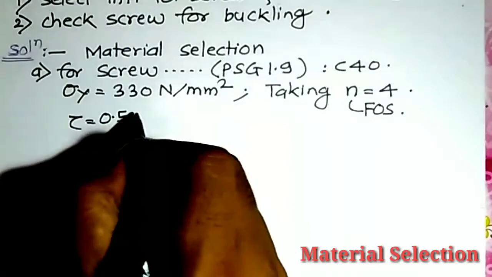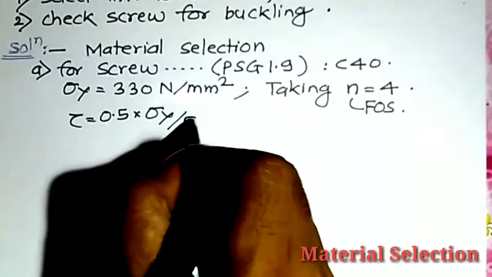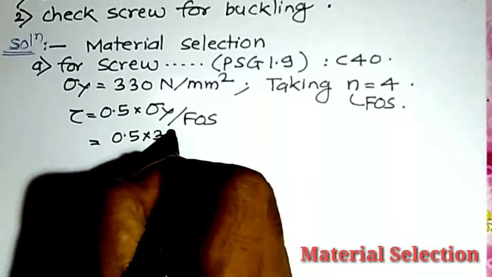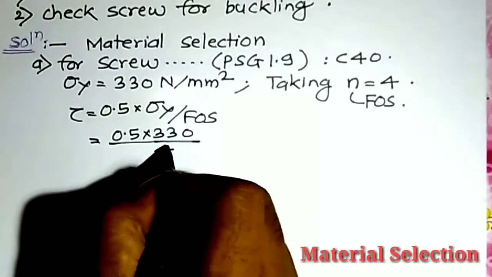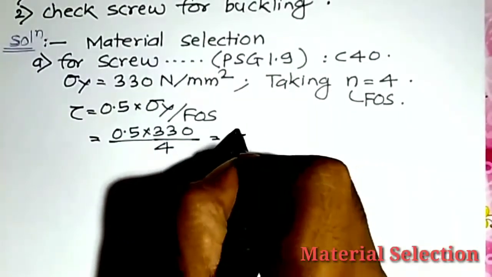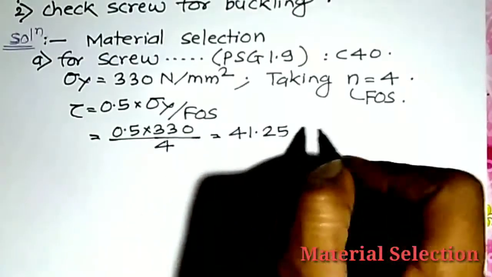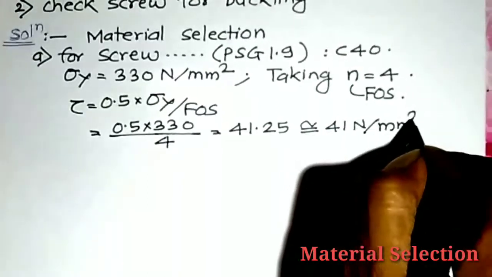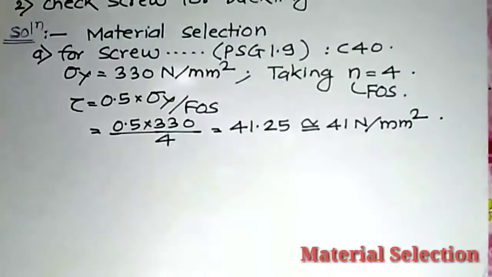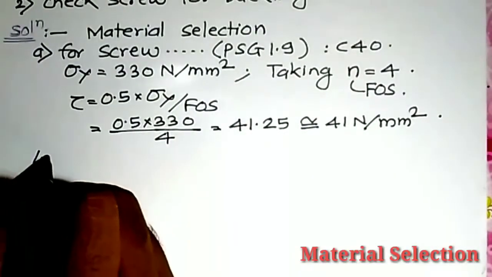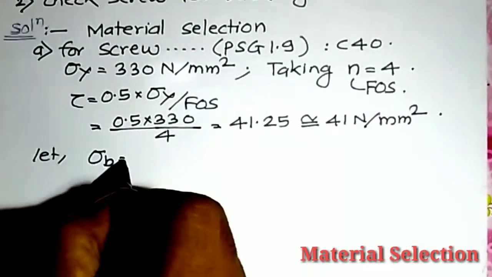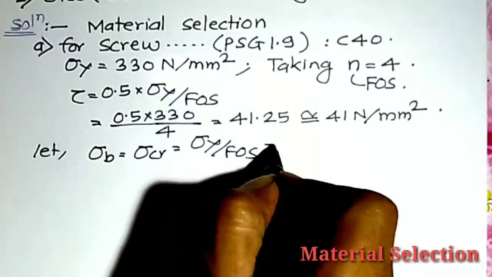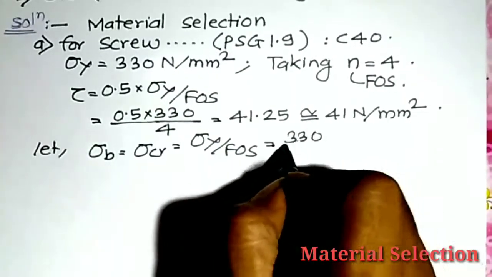So finding out the shear stress, 0.5 times sigma y divided by factor of safety, it gives us 330 multiplied by 0.5 divided by 4, it comes out to be 41.25. So we will consider it as 41 Newton per mm square. So the permissible limit for a screw material for shear stress is 41 Newton per mm square.